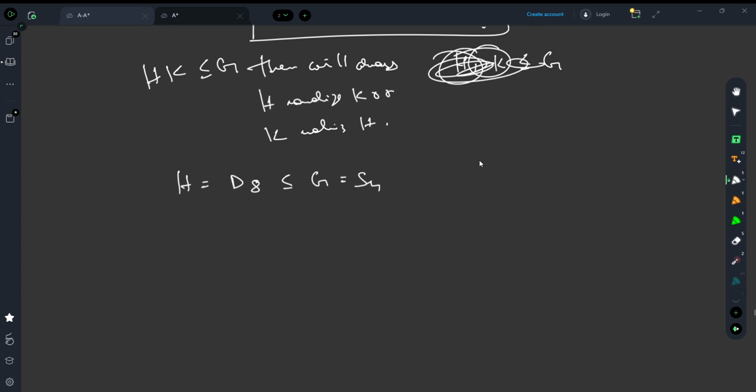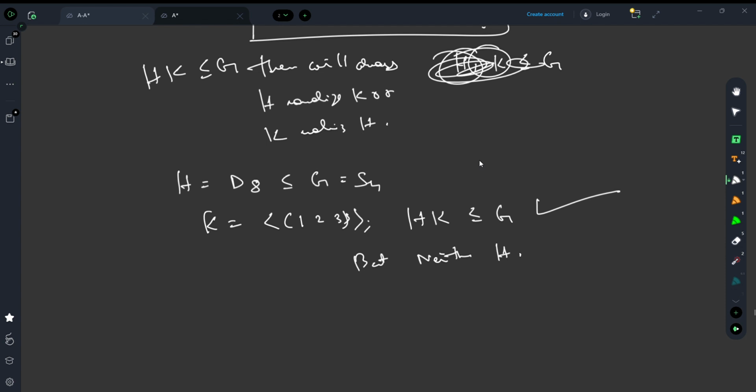and you consider K to be the subgroup generated by the 3-cycle (1 2 3), then you can justify that HK is a subgroup of G, but neither H normalizes K nor K normalizes H. Okay, clear? You can justify this on your own.